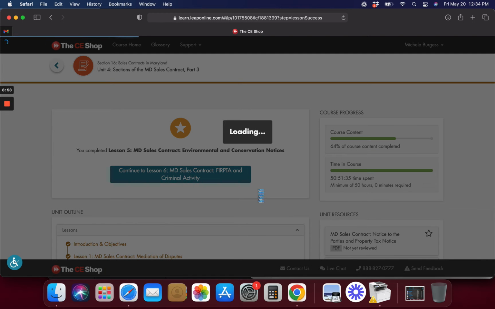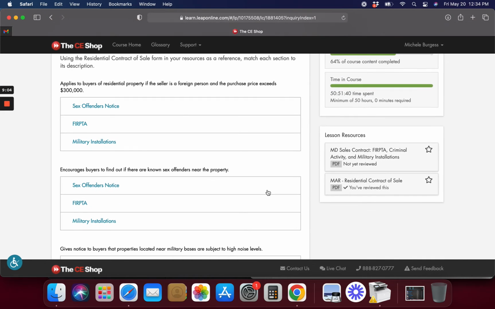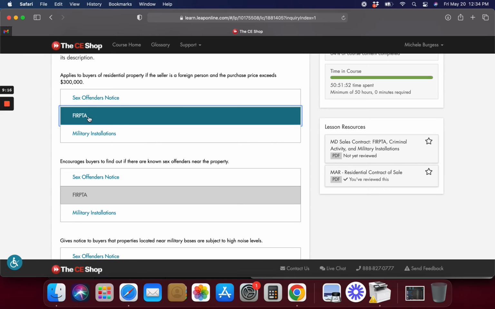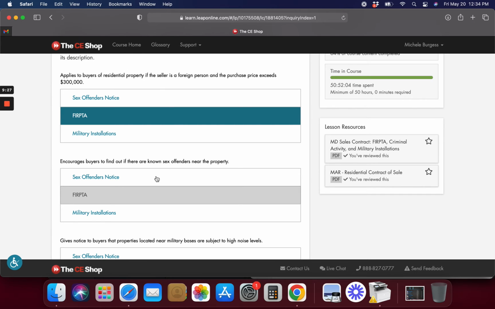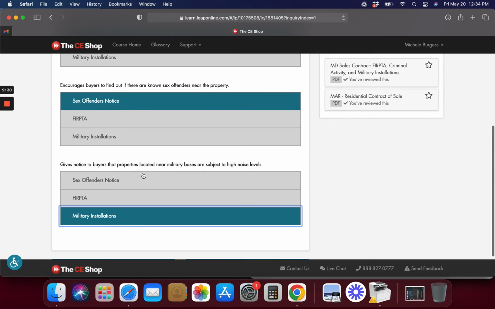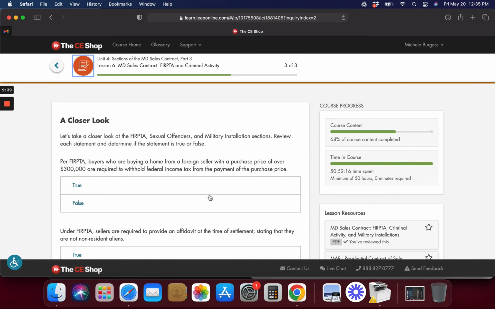All right, FIRPTA and criminal activity. We're on lesson 6. This applies to buyers of residential property if the seller is a foreign person and the purchase price exceeds $300,000. This is called a foreign something. Foreign investment taxes. Okay, that's what FIRPTA stands for. Sex offenders and military installations are subject to high noise levels. It gives a notice to buyers that properties near military bases are subject to high noise areas.